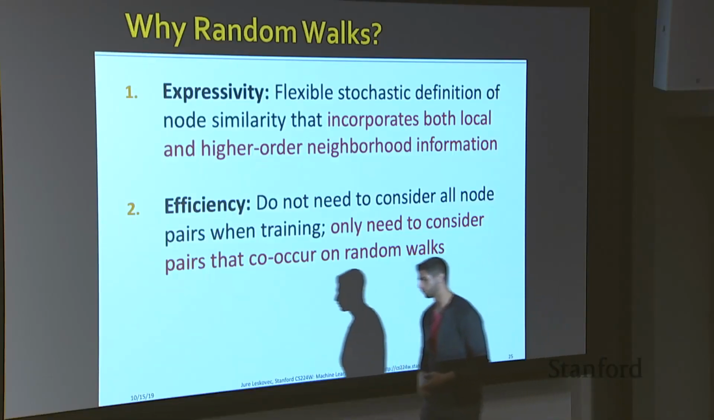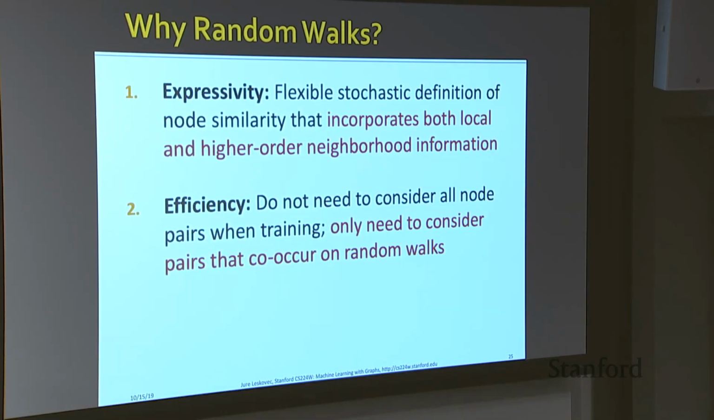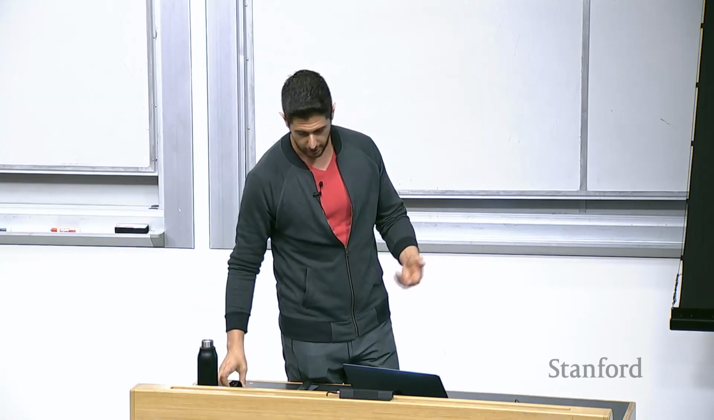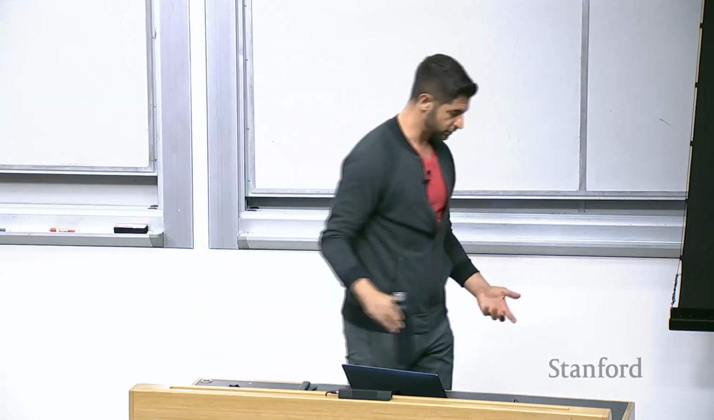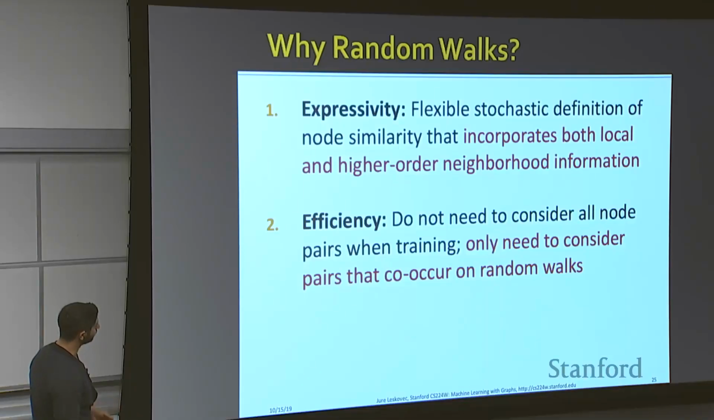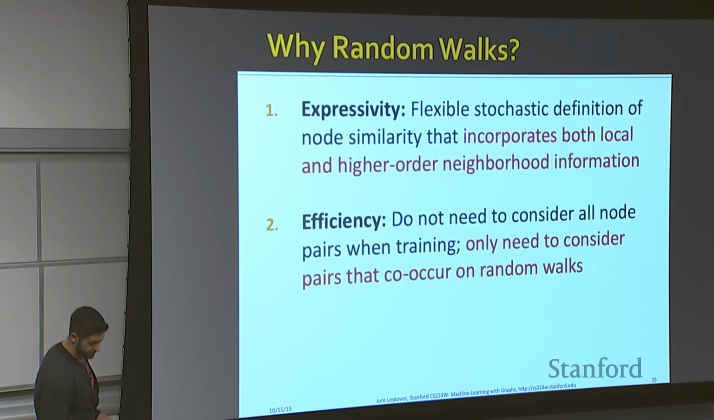So why do we want to use random walks? A couple of key reasons. The first one is they're very expressive. Given that they're very flexible in the way we can run them, we can incorporate either local information or high-order neighboring information, depending on how we perform the random walk on the graph. At the same time, another reason why we like to use random walks a lot is that they're very efficient.